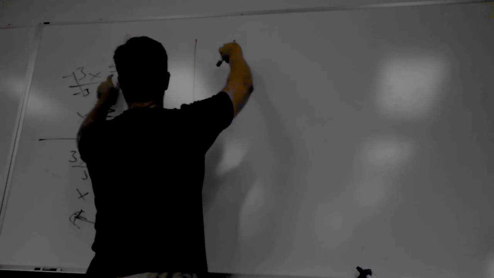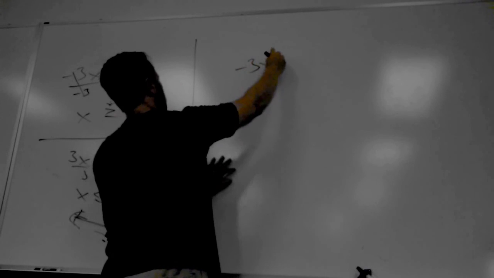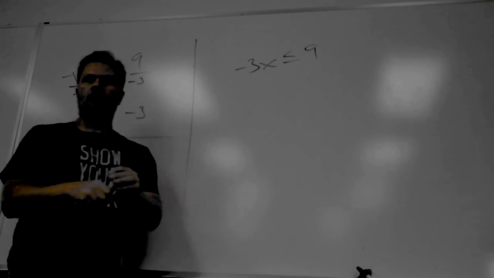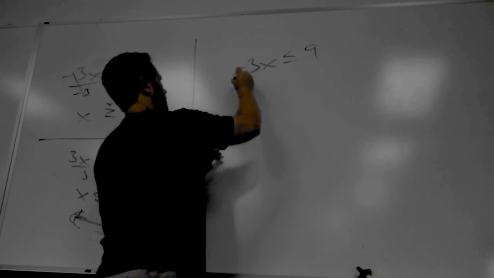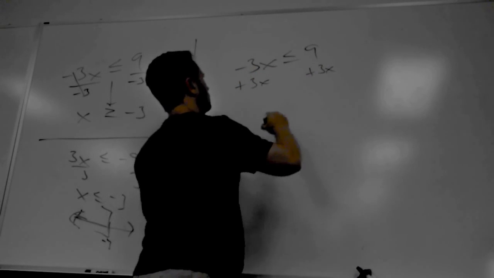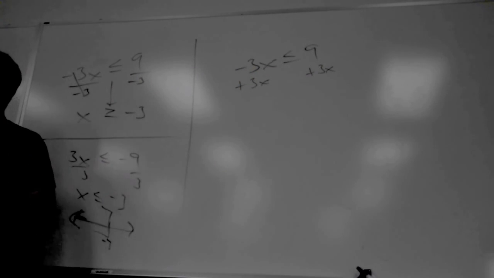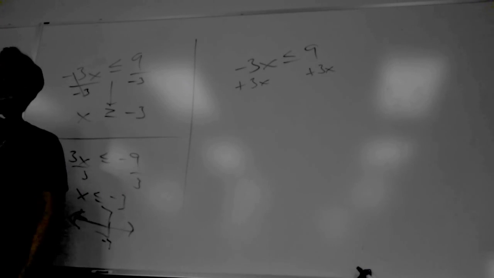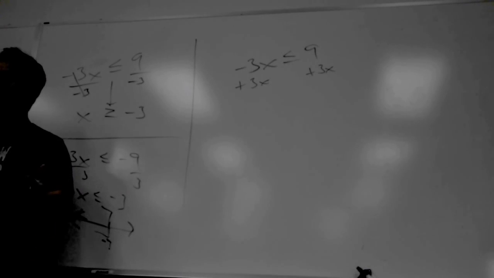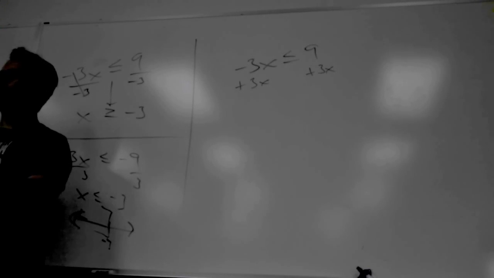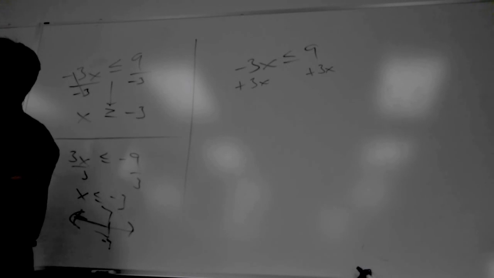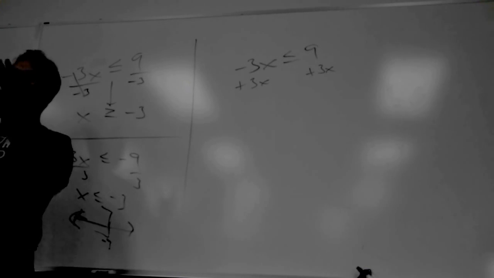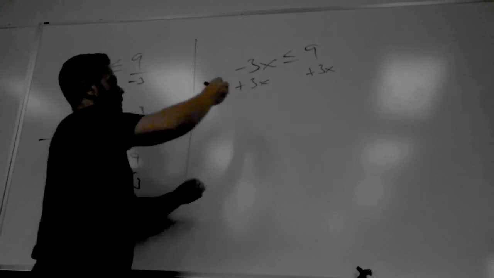So watch this problem. I wouldn't do this, but tell me if what I'm about to do is legal. Couldn't I add 3x to both sides? I'm not asking would you. I'm asking could you. Of course I can add whatever I want to both sides, right? I could add w to both sides. I wouldn't. Stay with me now.